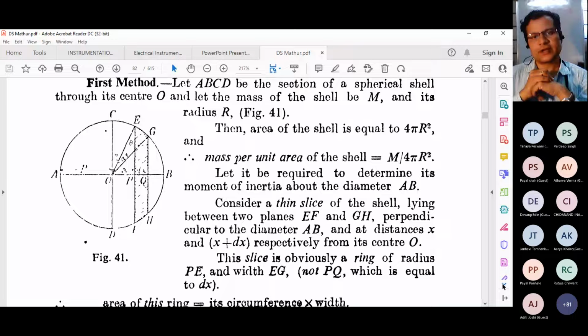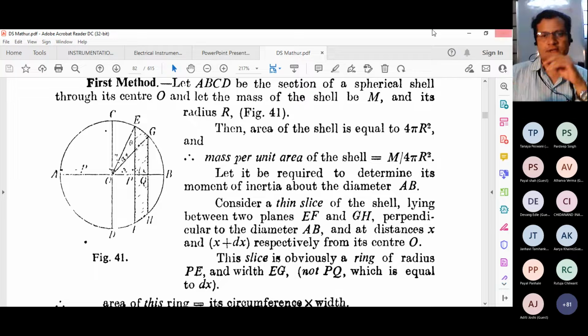You can compare it with an egg. That's a spherical symmetry, not oblate. If you have a football with a very thin shell on it, not so thick, then the hollow inside would be a spherical shell. How to determine the moment of inertia of such a spherical shell?